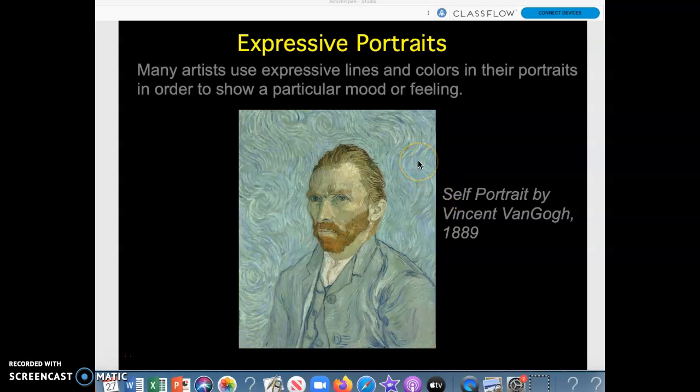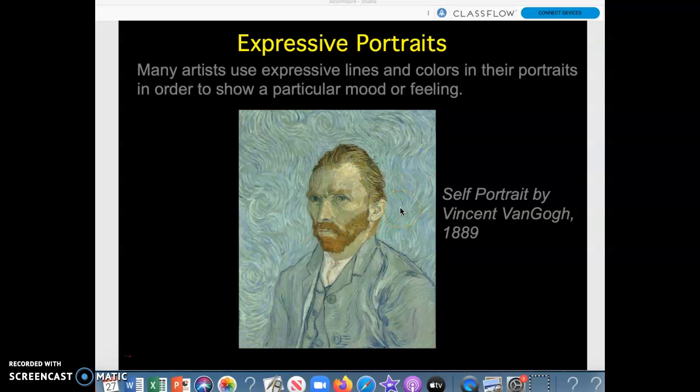And then the color in this is kind of a bluish gray. And to me, it gives a little bit of a mood of sadness, or it's very serious, especially the way his expression looks.